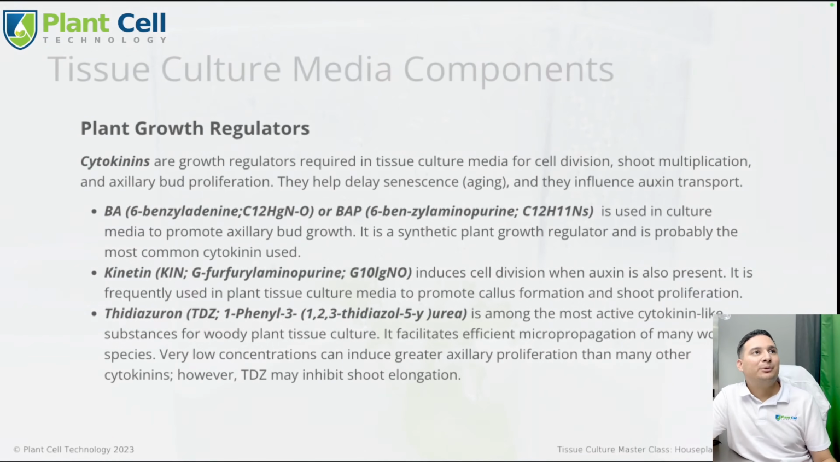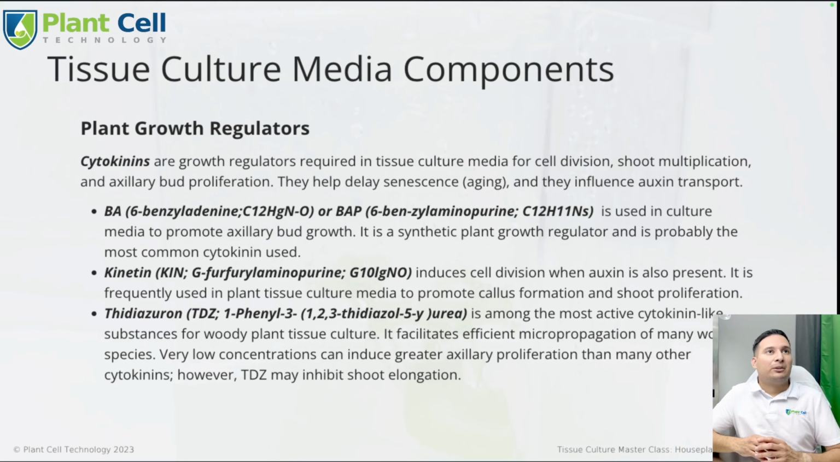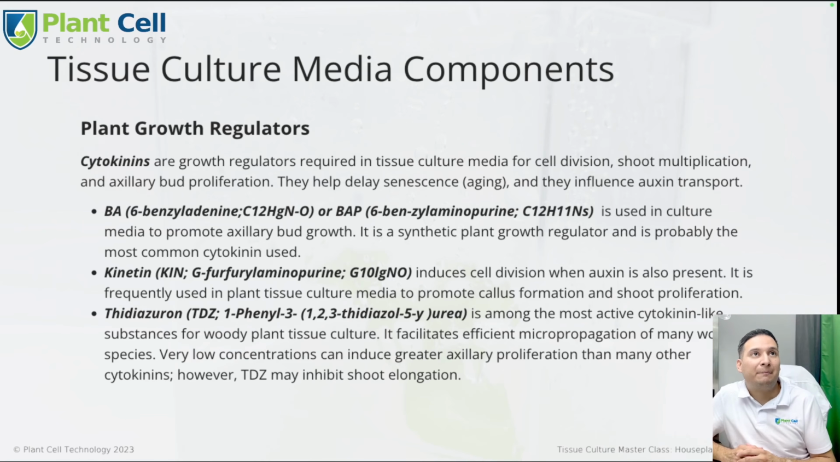So now let's move on to cytokinin. Cytokinins induce cell division. They help with cell division, shoot multiplication, and axillary shoots. These are the hormones used for multiplication. So the most common one is BA or BAP.